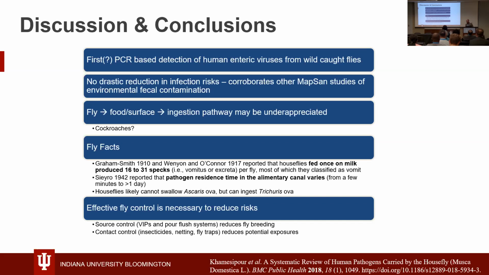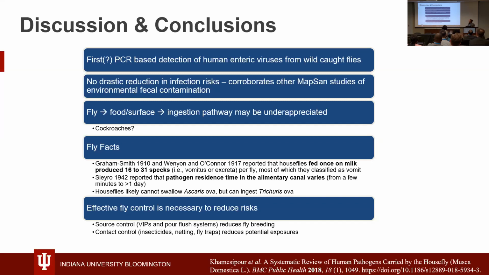Some fun fly facts, just to demonstrate how prolific flies are at moving enteric pathogens throughout the environment. Some work from the early 1900s, 1910 and 1917, they fed houseflies once on milk, and they were finding anywhere from 16 to 31 specks, so that's vomit or excreta from individual flies from a single feeding. So flies that are feeding on human feces or fecal sludge have an incredible capacity to be transmitting these pathogens through the environment. I was also impressed. There's some work where someone fed Entamoeba histolytica to flies, and the passage in the alimentary canal varied from as little as 5 to 10 minutes, and they're still going to find these cysts being shed a day later. So a wide range depending on different factors that really weren't well quantified.